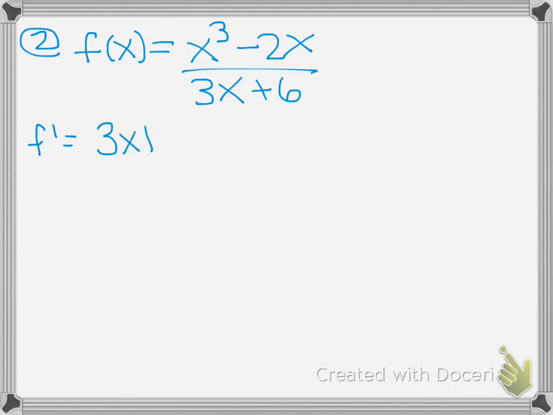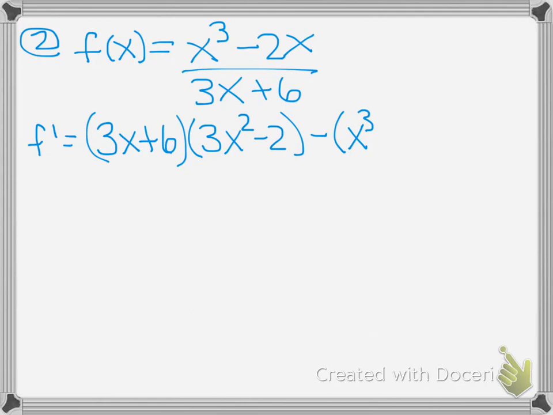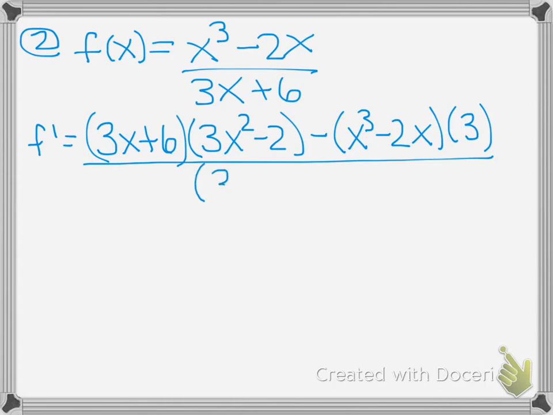Low d high minus high d low all over low low. There you go. There's your derivative. Don't worry about simplifying it. Unless the directions say simplify, you don't have to.